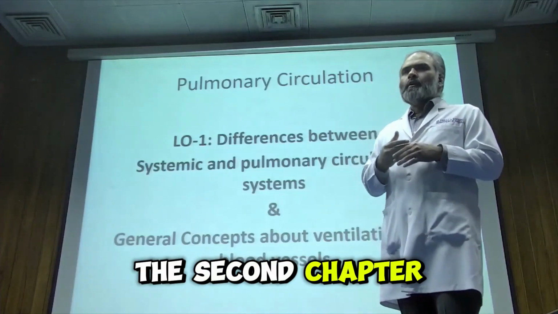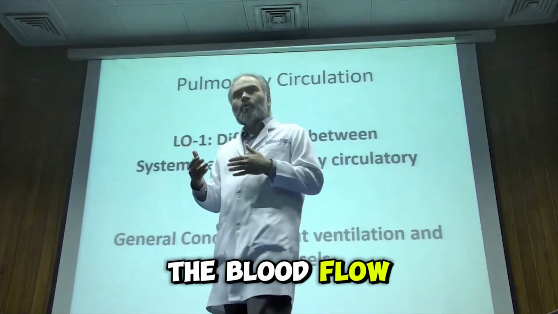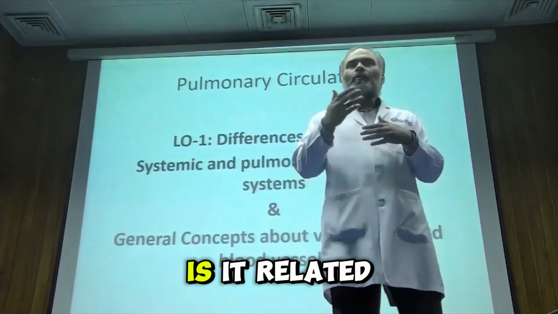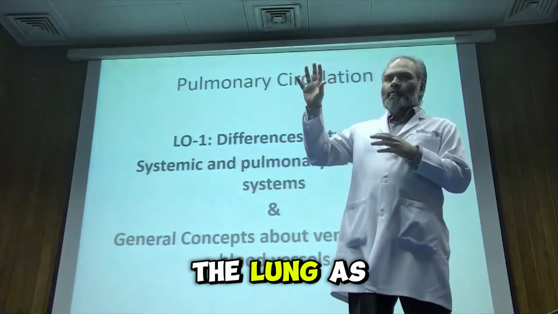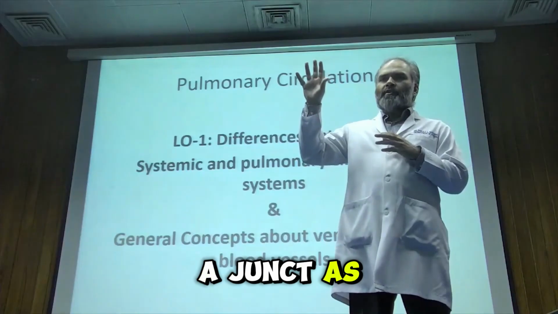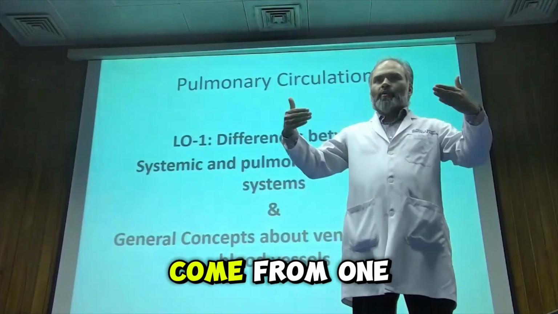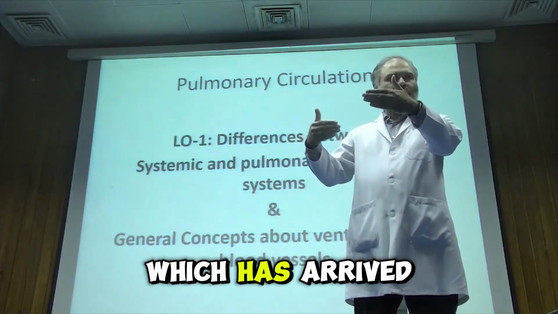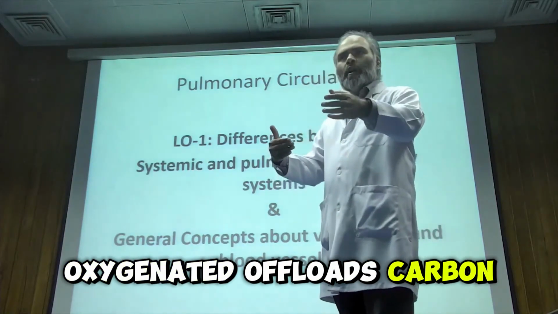The second chapter is about how the blood flow in the lungs is related to the gases in the lung. So you have the lung as a junction or a station where two trains come together. One train, the blood, has arrived here to get oxygenated and offload its carbon dioxide.